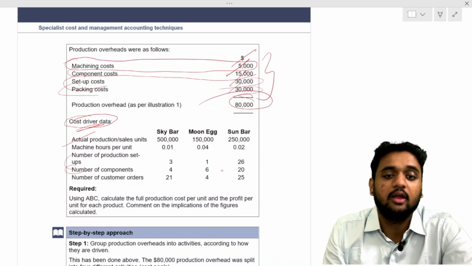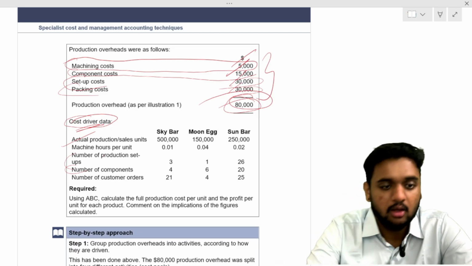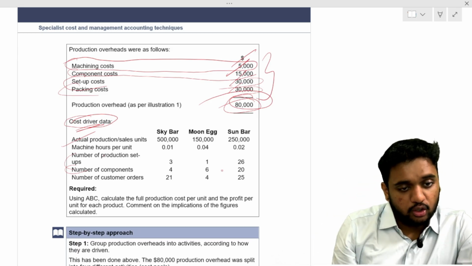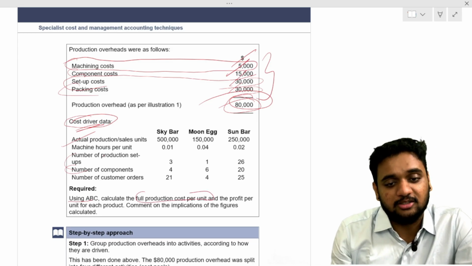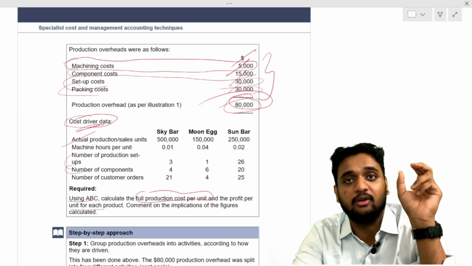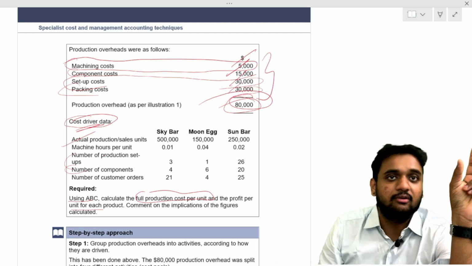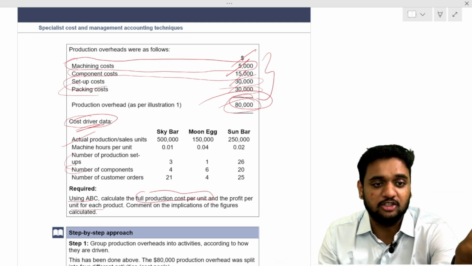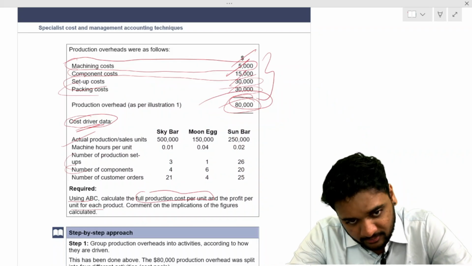Earlier, what they used to do, they take 80,000 and divide based on number of labor hours and find. But now we will not do that. What is required? Using ABC costing, calculate the full production cost per unit and profit per unit. We'll come to that later. Full production cost per unit means you have to take the variable cost and add the respective fixed cost for every unit, finding the fixed cost per unit only using ABC costing. Understood? We will do one by one.